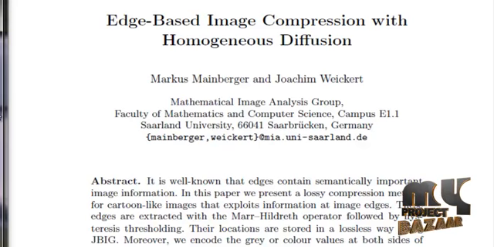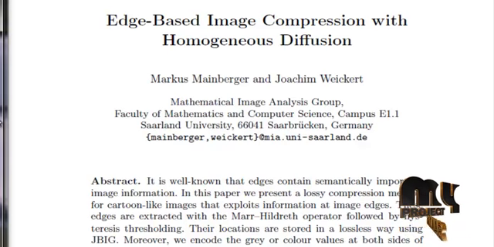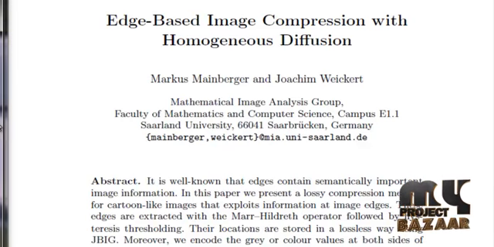Moreover, we encode the gray or color values at both sides of each edge by applying quantization, subsampling, and PAQ coding. In the decoding step, information outside this encoded data is recovered by solving the Laplace equation. We implement this with a steady state of a homogeneous diffusion process. Our experiments show that the method outperforms the widely used JPEG standard and can even beat the advanced JPEG 2000 standard for cartoon-like images.